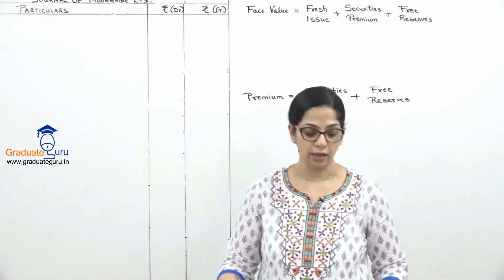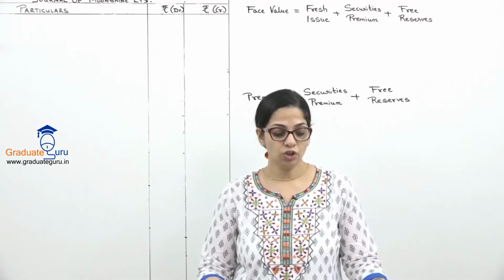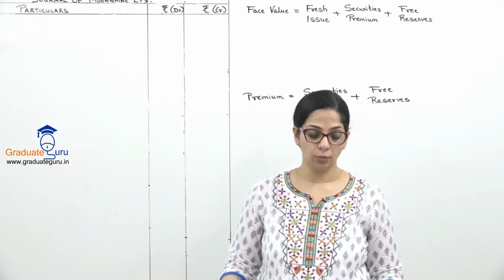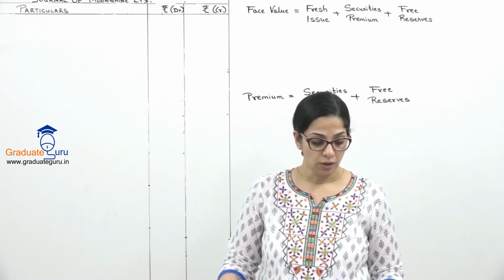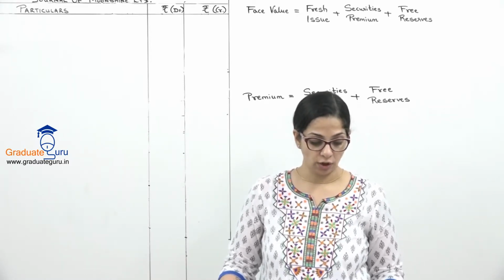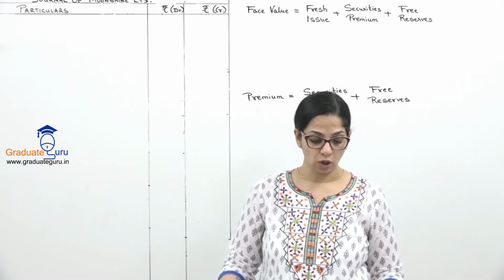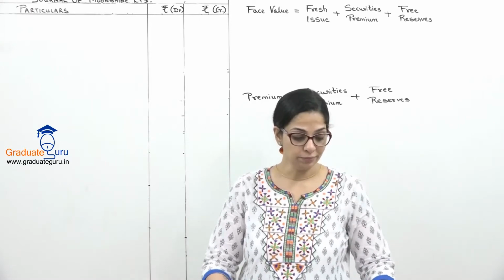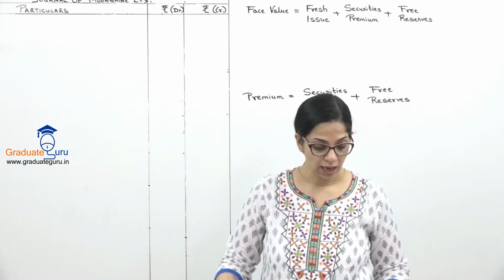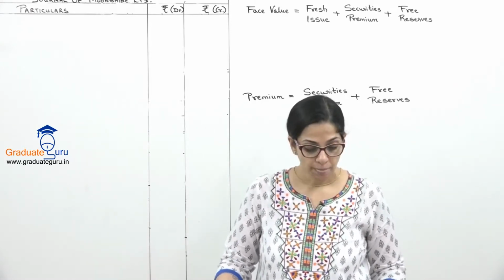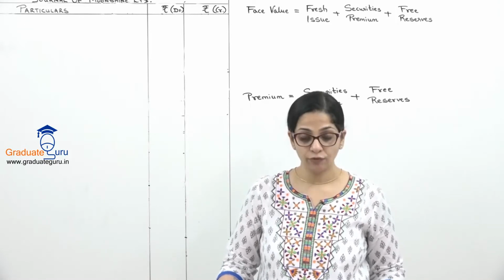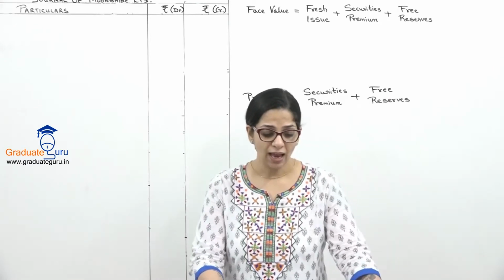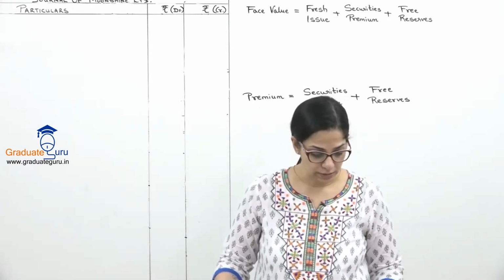Number 16 now. Balance sheet of Moonshine Limited is given to us. Liability side, we have 1 lakh equity shares of 100 each, general reserve, security premium, profit and loss account, 11% bank loan which is secured, other secured loans and current liabilities. On the asset side, we have fixed assets, investment, cash and bank balance and other current assets.